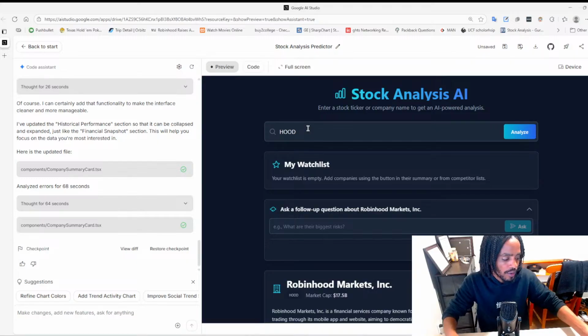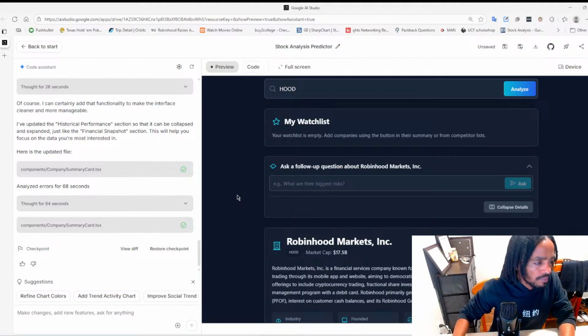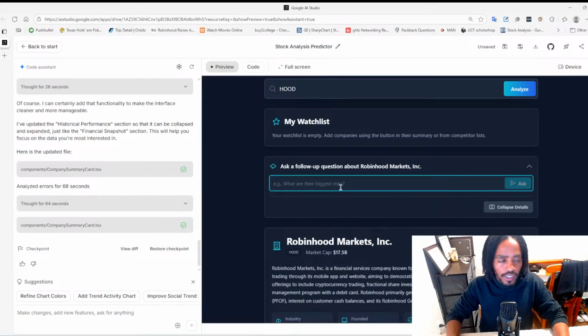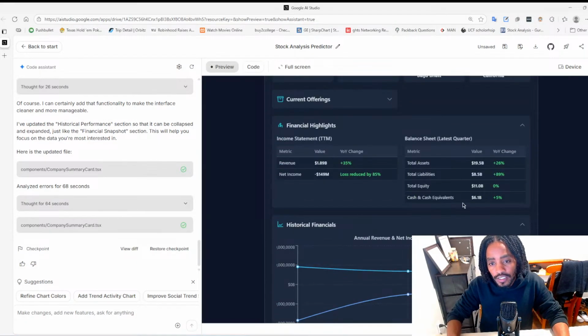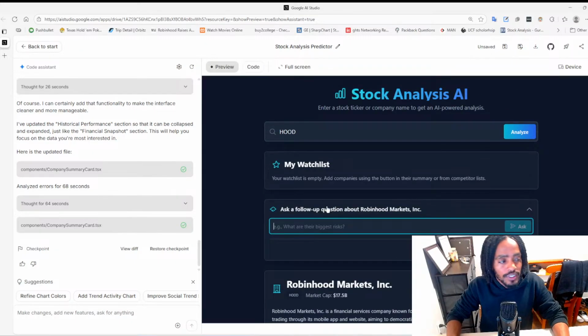All right, so we got Robinhood here, kind of cool. Something maybe I should consider here is that I have this ask a follow-up question about Robinhood section where you can ask, as you're reading and getting some fun information. It would suck for a user to go scroll up back to the top to get information, you know?